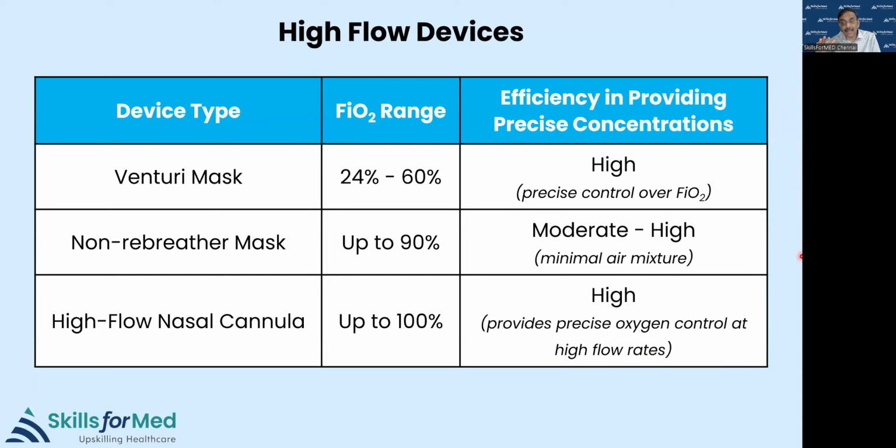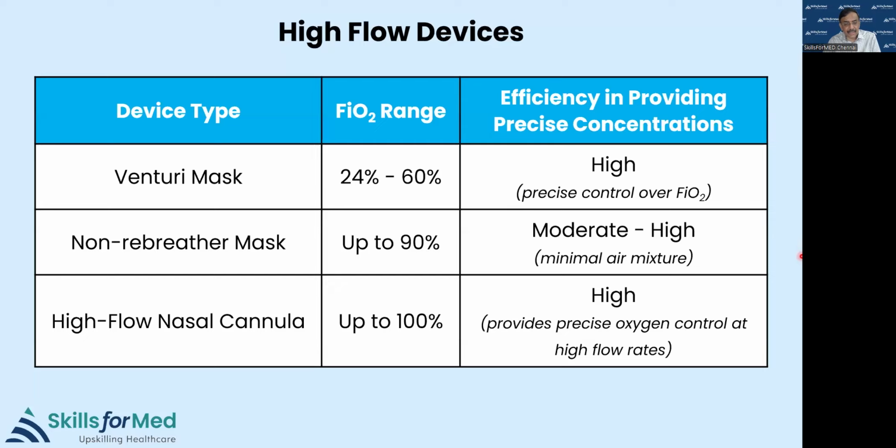So as I said, I have moved the non-breather from low flow to high flow here because that is what the British Thoracic Society Guideline says. Here, as you can see, it gives much higher FiO2, up to 90% FiO2 it can give, depending upon how nicely you fit the mask. And the efficiency is actually not as much as Venturi mask, moderate to high, and there is minimal air mixture. However snugly you fit, there will be some admixture of air in this.